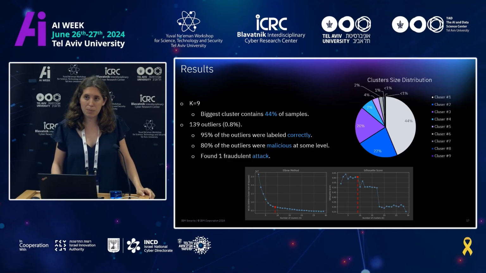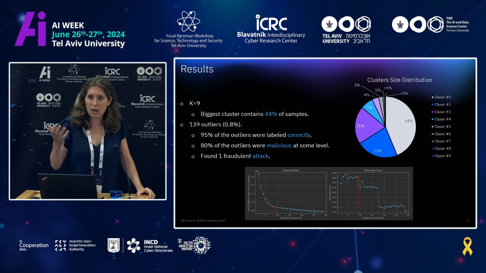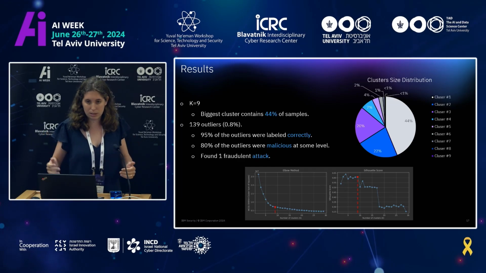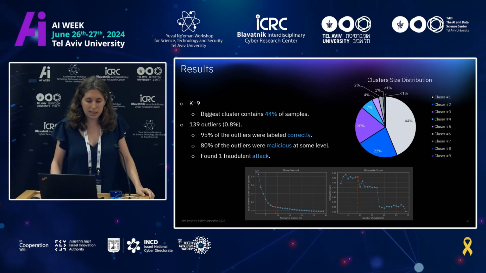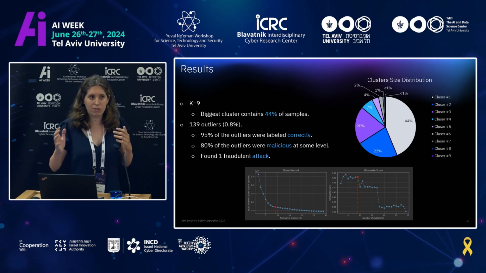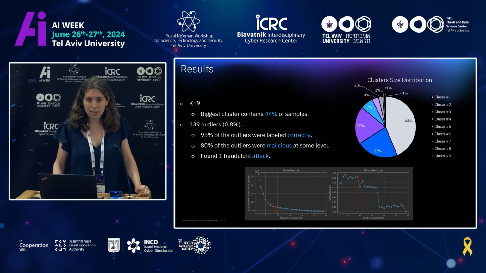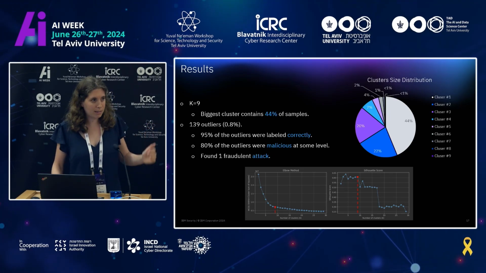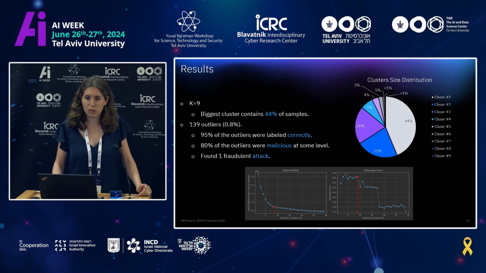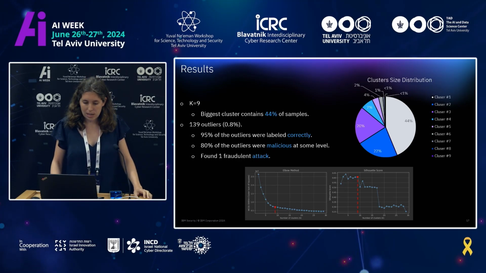95% of the outliers were labeled correctly, meaning they were actually outliers. They didn't belong to the cluster. They were different. And 80% of the outliers were malicious at some level. Not every malicious JavaScript has the same severity. And we found one fraudulent attack. We didn't expect that. It was a nice bonus, as this attack might otherwise have been missed.